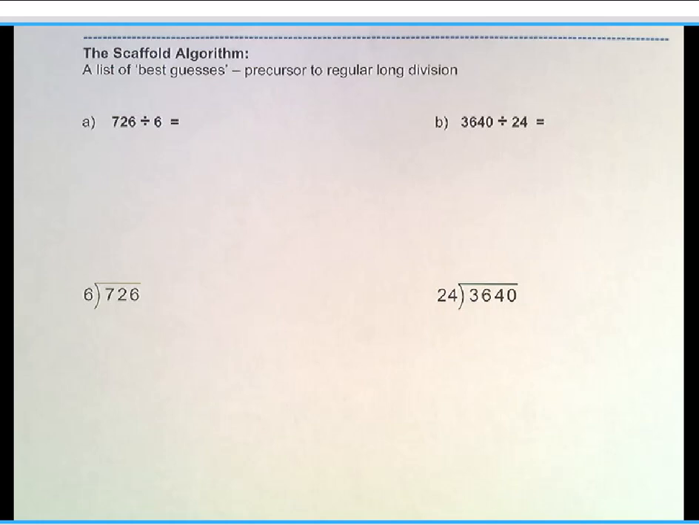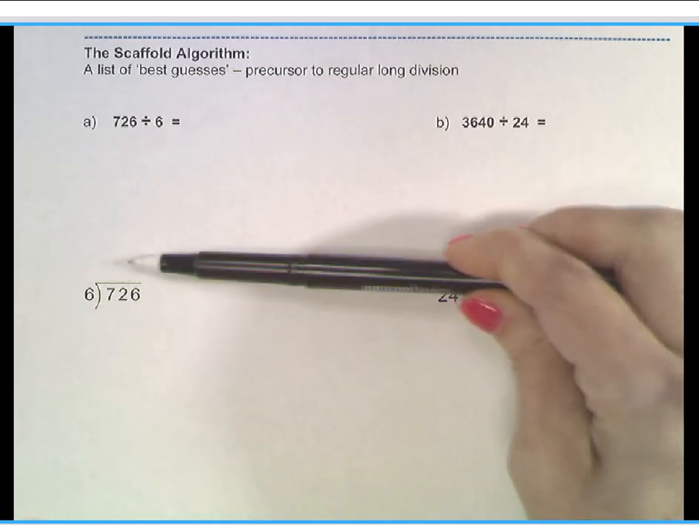So you just get to make a bunch of guesses. You don't have to divide perfectly at each step. You get to make a bunch of guesses, and then you just add up all your guesses at the end. And what you're going to notice is we're going to get a bunch of numbers stacked up.